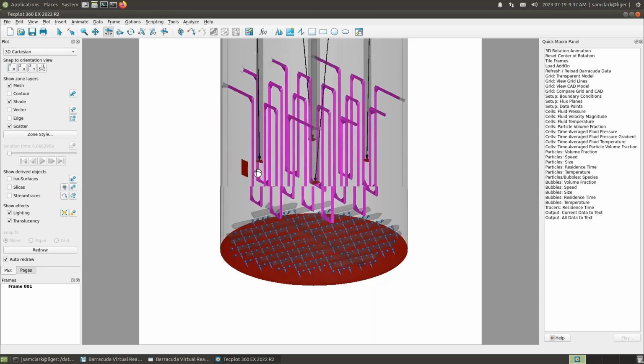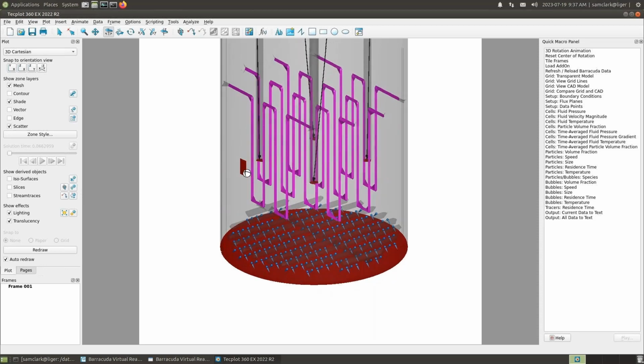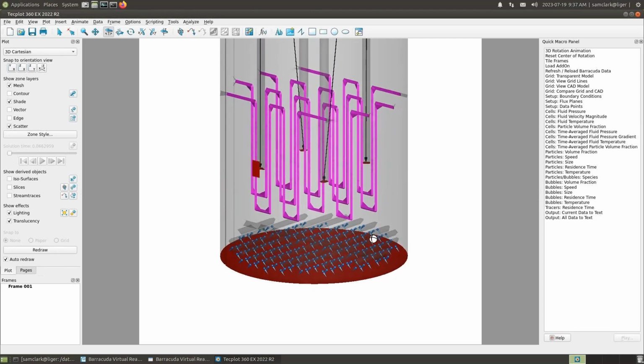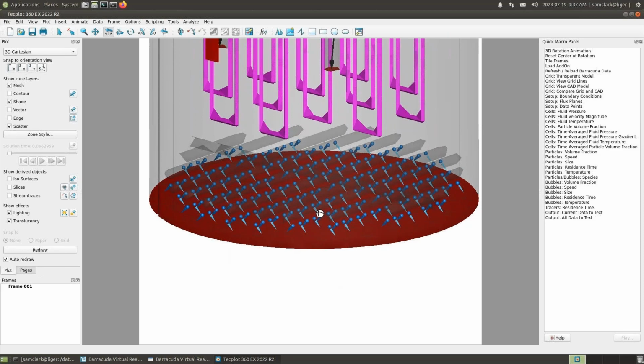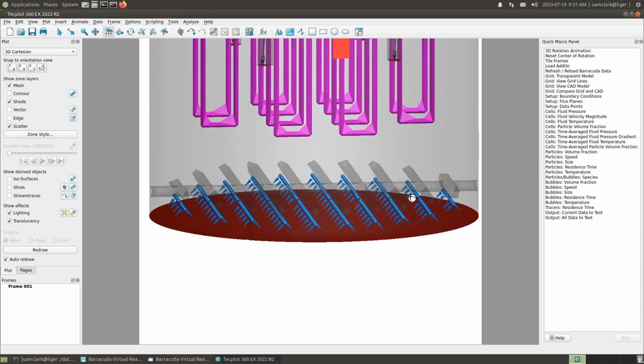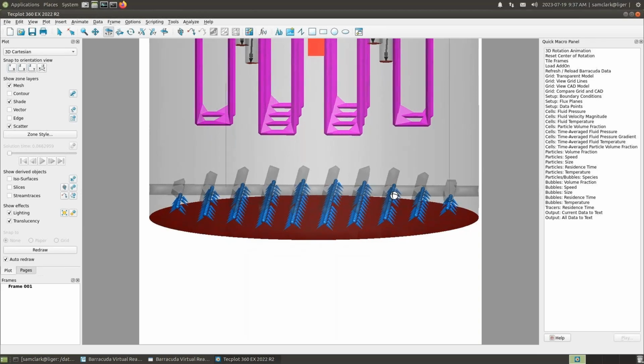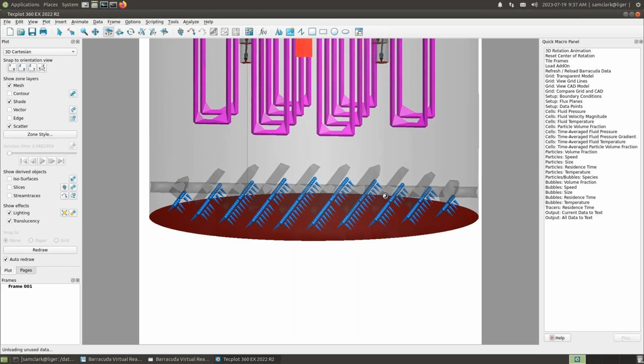This red patch on the left, this is where our fresh coal is being fed. The big red patch on the bottom is a uniform injection of steam. And these points with arrows coming off of them, this is a set of injection BCs that's being used to model a gas sparger with hundreds of nozzles.